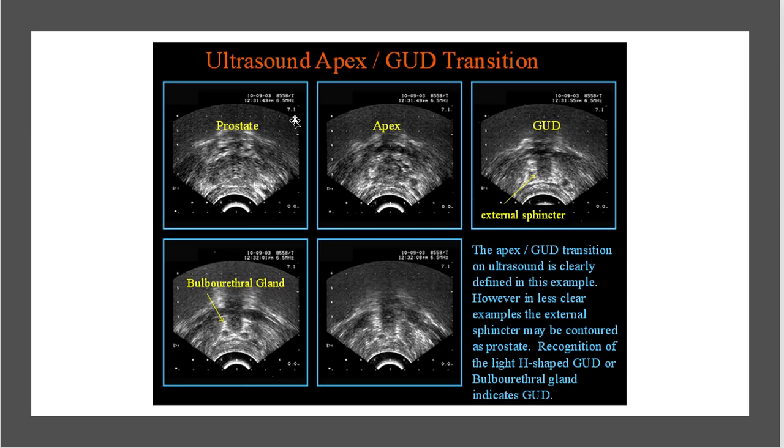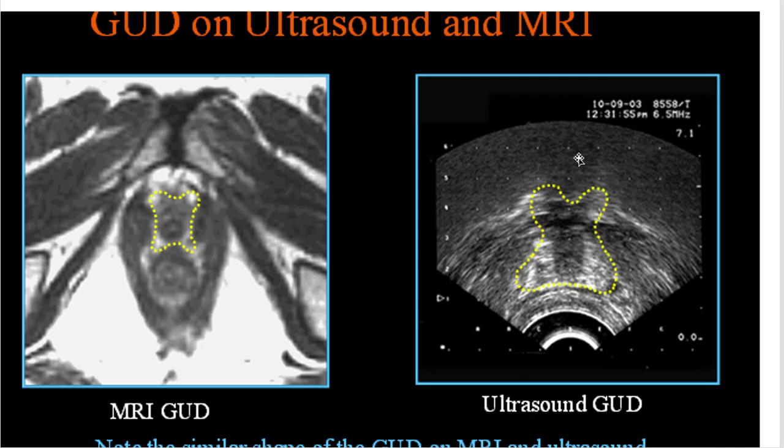Ultrasound apex genitourinary transition. It's the prostate, apex, genitourinary diaphragm is here. Bulbal urethral gland. The apex genitourinary diaphragm transition on ultrasound is clearly defined in this example. However, in less clear examples, the external sphincter may be contoured as the prostate. Recognition of the light H shape, genitourinary diaphragm, or bulbal urethral gland indicates the genitourinary diaphragm. Notice the similarity of the genitourinary diaphragm on MRI and on ultrasound.